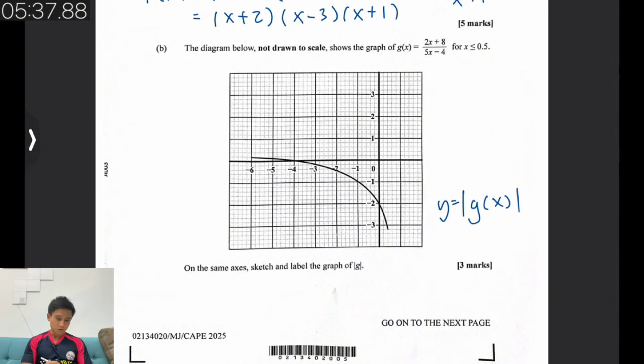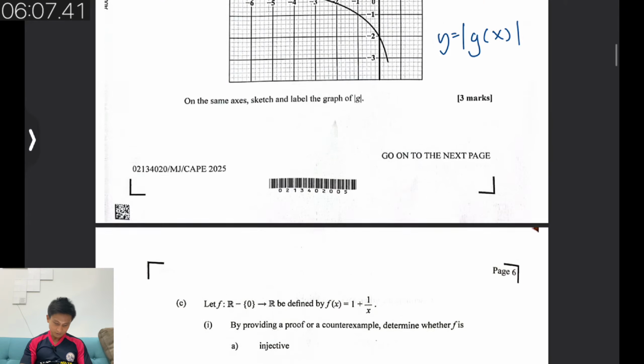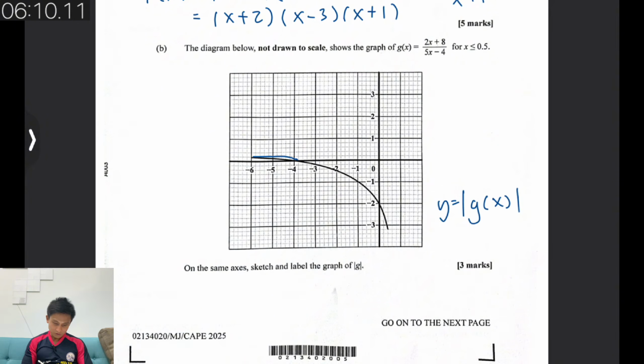Okay, so this is a modulus function. Basically, whatever value you get for the y or the range, it will be made positive. That means for whatever point below the x-axis, these are all negative. So these points will have negative y values, right? If you put them in the modulus, they will be flipped up to be positive. So on the same axis, this part should be the same, yeah? And then that part is just a mirror image.